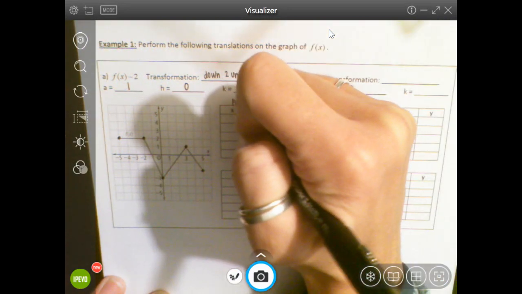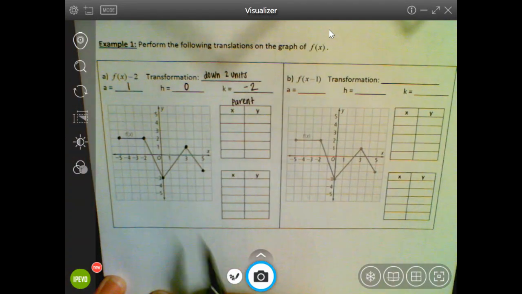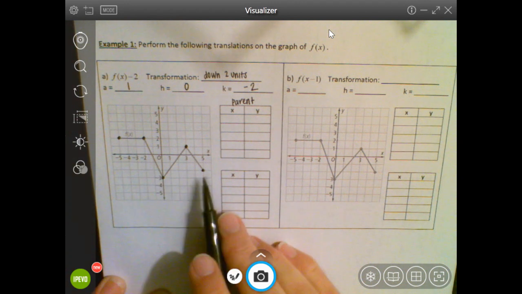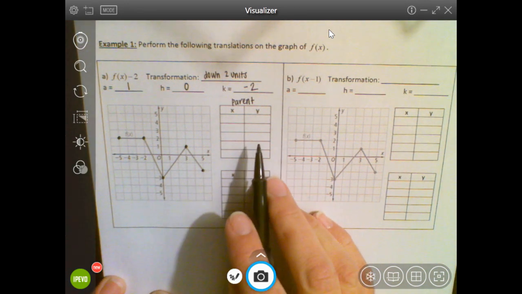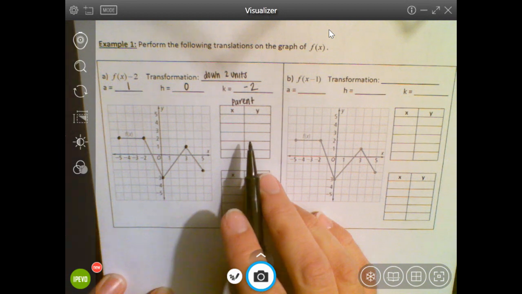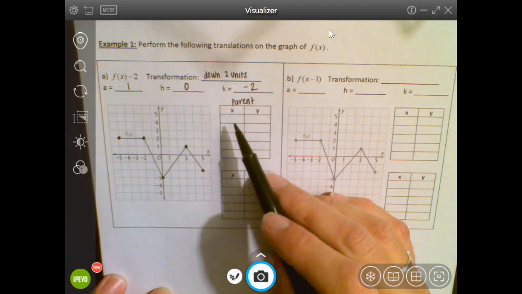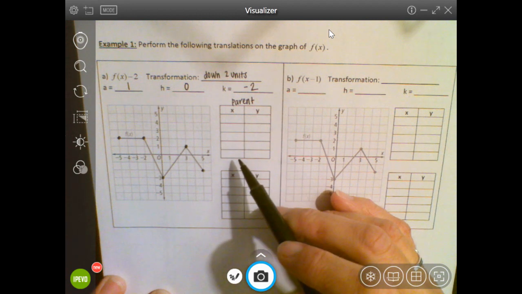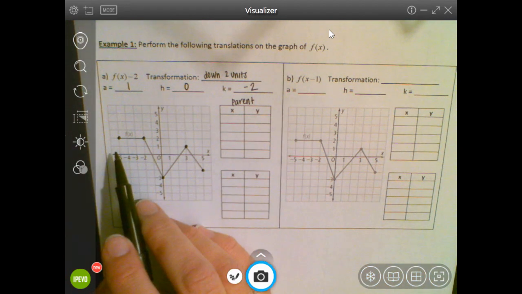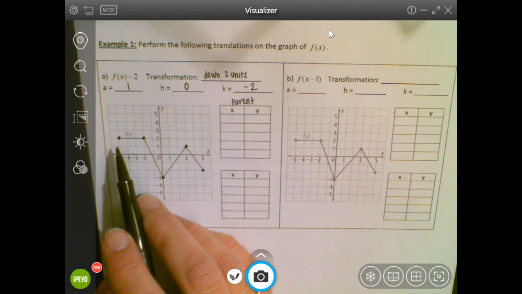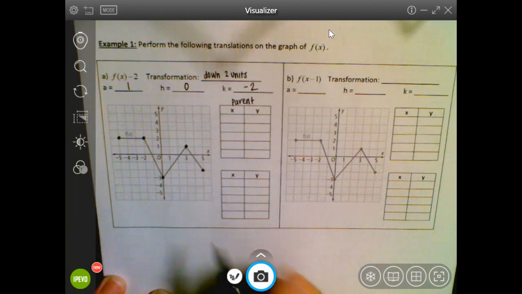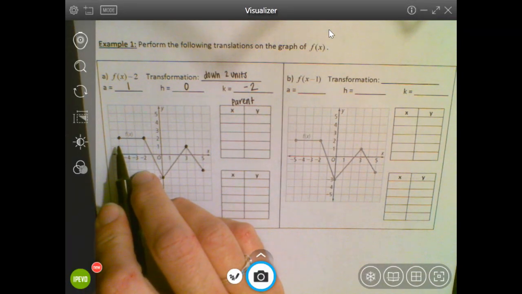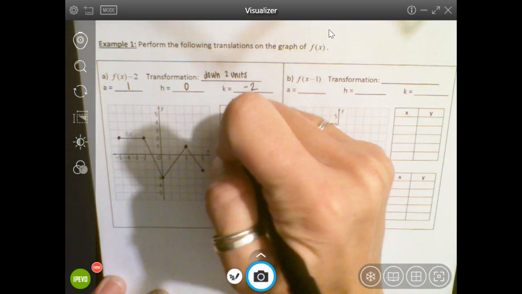So I'm going to make a list of these 5 points here in my parent table of values. And the way that we set up our table of values is always going to be in ascending order. So you should be putting the least x value first and the greatest x value last. So when I list those points, I'm going to work my way from the left to the right. So my parent x value here is -5.